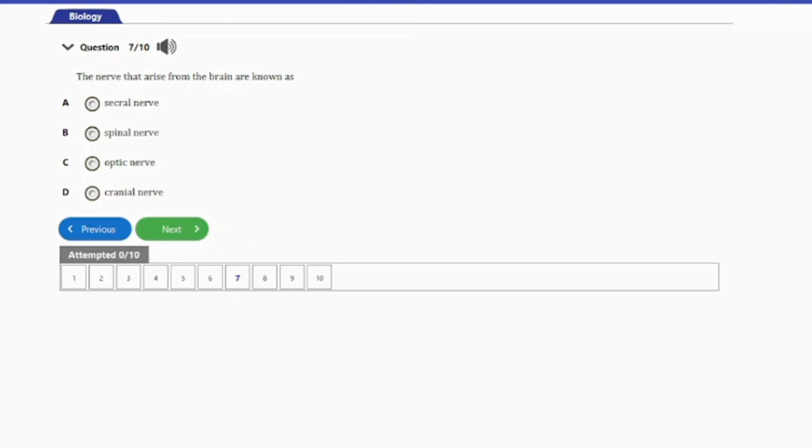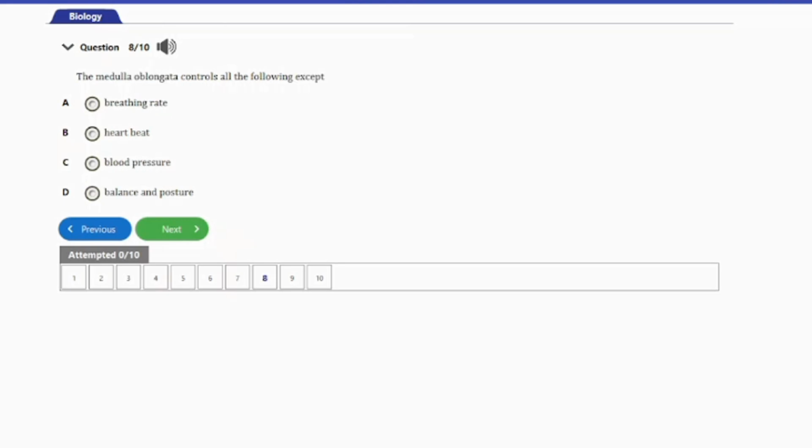Question number 7. The nerves that arise from the brain are known as A, sacral nerve, B, spinal nerve, C, optic nerve, D, cranial nerve. These nerves are known as cranial nerves, option D. The nerves that arise from the brain are the cranial nerves, while those that arise from the spine are the spinal nerves. It's as easy as that. Take note of that. Let's consider the next question.